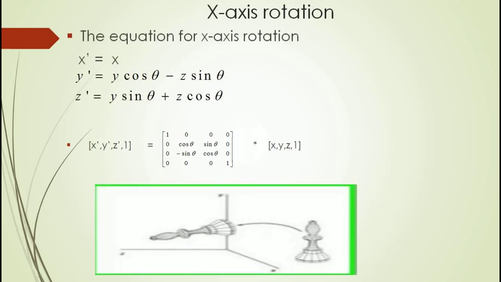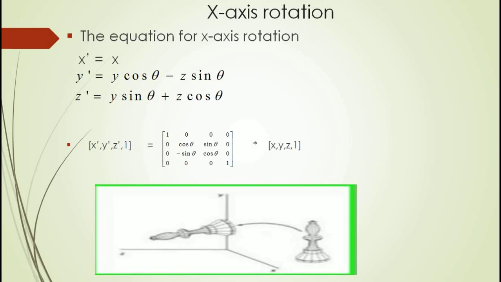Okay, so in x-axis rotation, the x value does not change, only the y dash and z dash values change. That is, y dash is equal to y cos theta minus z sin theta, z dash is equal to y sin theta plus z cos theta. Here this matrix is multiplied into this, so we get this equation, that is x dash, y dash and z dash. And this object is rotated along the x axis in the anti-clockwise direction. So here is the equation for the x axis.